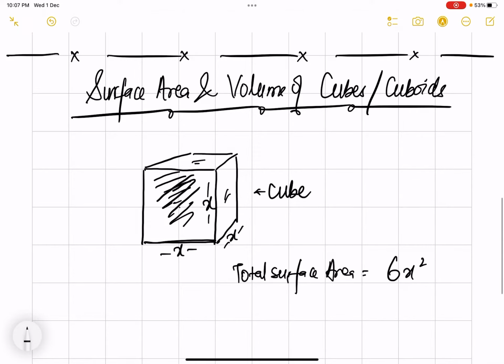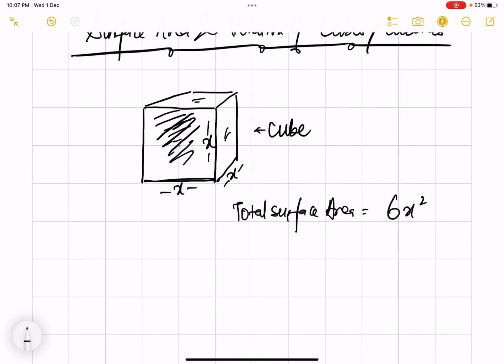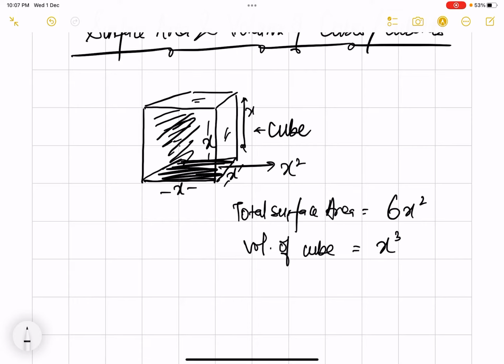How do you find the volume? There's a very interesting way of finding out the volume. This is the base. You know that the base area of the cube is x square. Multiply the base area with the height, which is also x, and you will get the volume of the cube. x square into x will give you x cube. Alright, you have to be careful about the units.